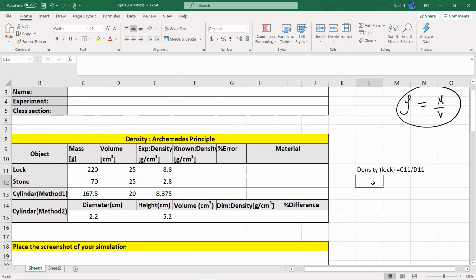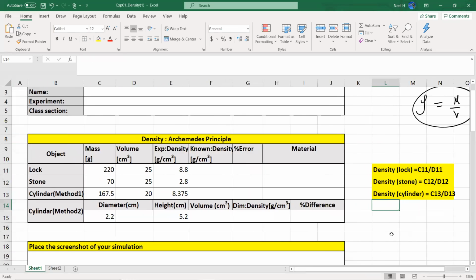And the next one is the same, density for the stone. That's going to be C12 over D12. And the next one is also the same. There's no difference. Cylinder, that's going to be equal sign C13 over D13. Then you type those commands and that will do the calculation for you.